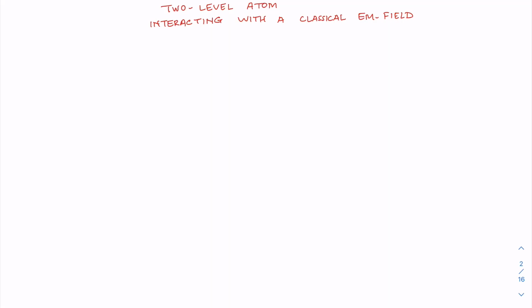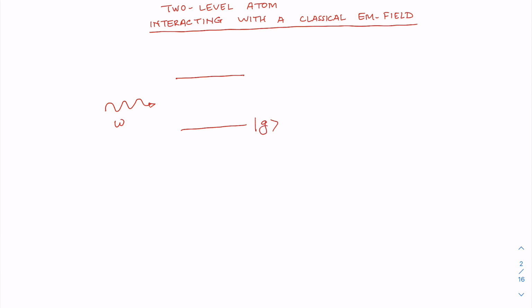So let us begin. Let us consider as an example of a real physical system a two-level atom interacting with a classical electromagnetic field, a laser. The atom is treated as a quantum system while the field is considered as classical. So we are considering that a laser field with frequency omega is incident on the atom, which is modeled as a two-level atom having the ground state labeled as |g> and the excited state labeled as |e>.